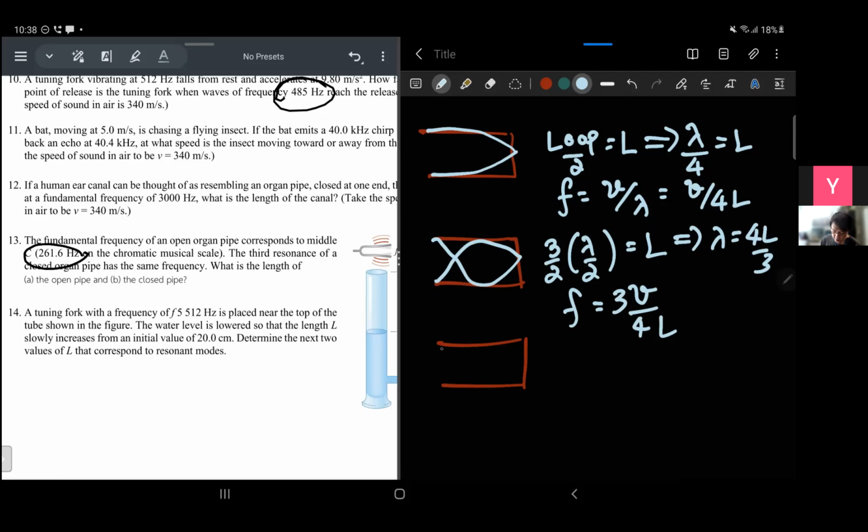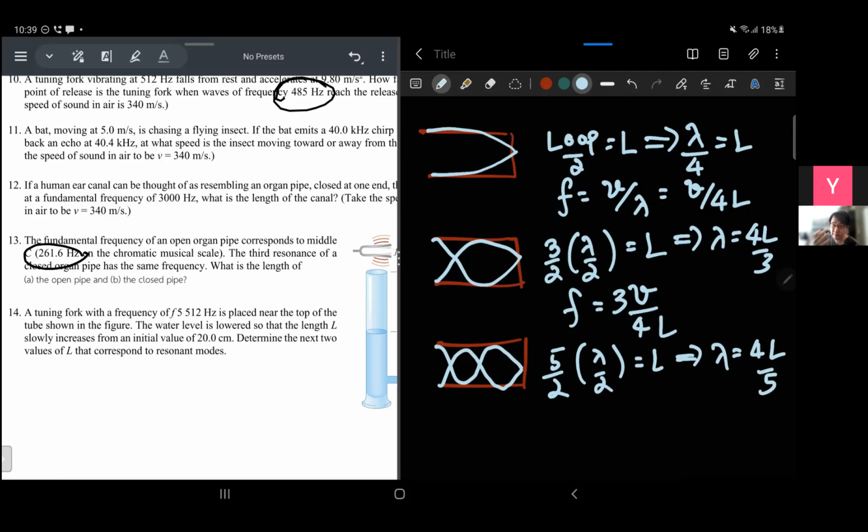Okay. And then I do one more twist on this. There you go. So this is 2.5 loops. I can write it as 5/2. But now you start to be able to guess. We did this a couple times, so you know that now you get the same result, except number 3 turns to number 5. So you start seeing that lambda in the first resonance is 4L, the second resonance is 4L over 3, and the third resonance is 4L over 5. And that will lead you to the frequency of 5v over 4L.